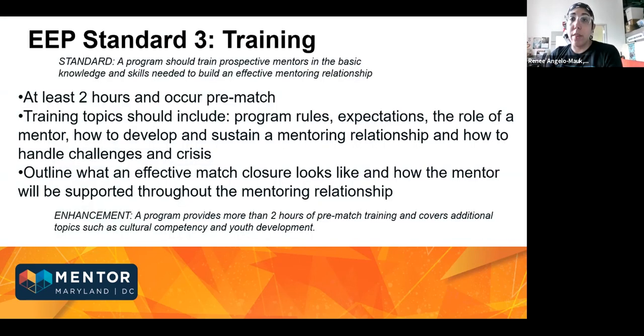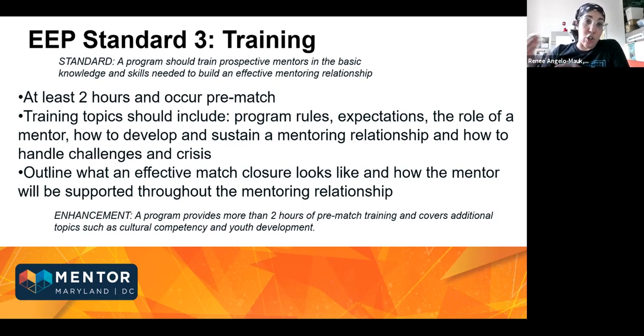So if you're not familiar with a specific standard from the EEP, this is exactly it, ripped exactly from it. The standard is a program should train prospective mentors in the basic knowledge and skills needed to build an effective mentoring relationship. It sounds simple enough, but we all know with time and capacity, it's not always that simple. So we're talking about at least 2 hours of training pre-match. So before they're interacting with students, that is important.